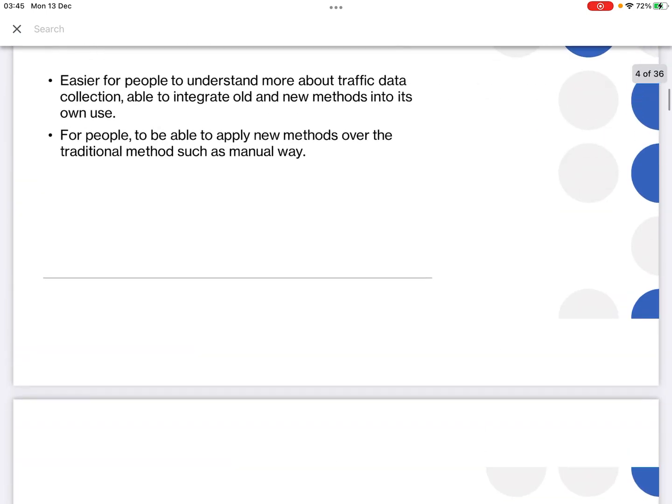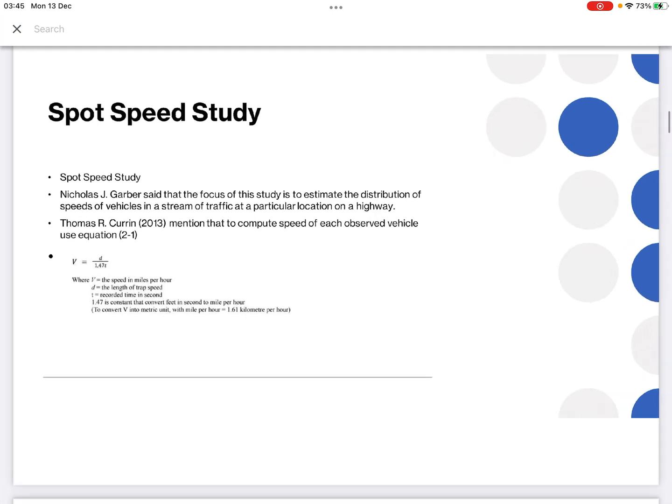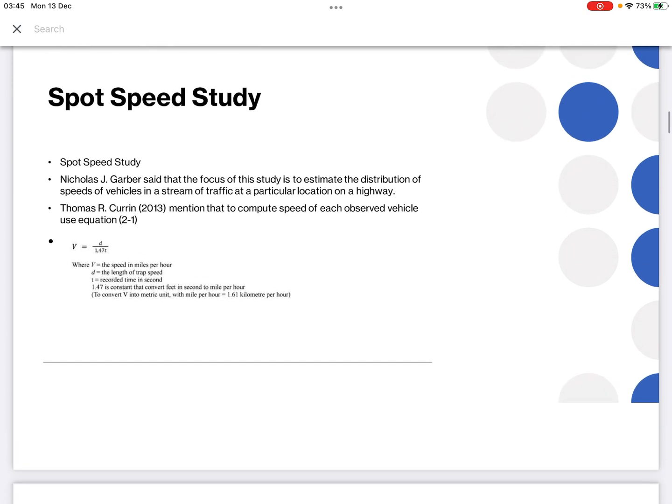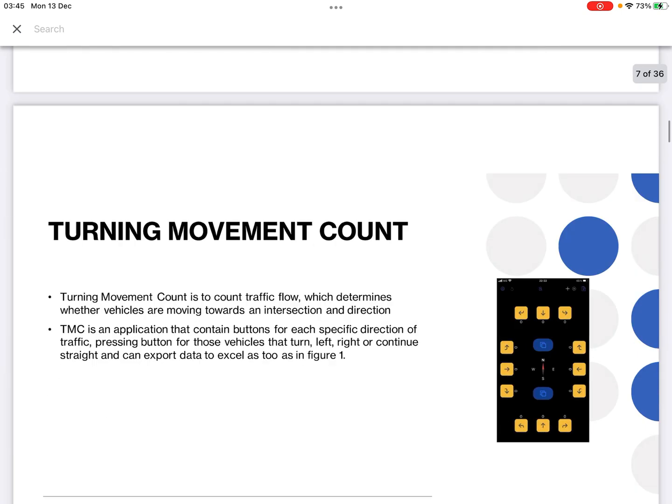Background and literature review. Spot speed study. Nicholas and Garber said that this study estimates the distribution of speed of vehicles in the traffic stream. Thomas Cullen also said this can be calculated by the equation below, which is V equals D over 1.47 T, where 1.47 is a constant rate to convert feet per second to miles per hour. And we can convert V into metric units as well.